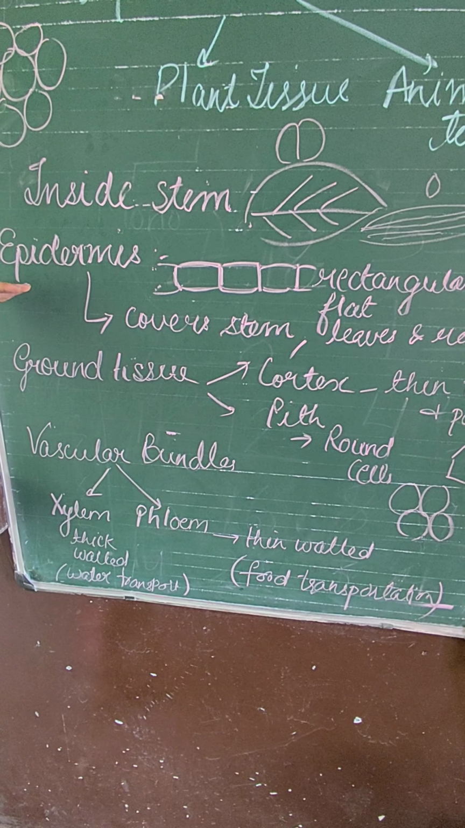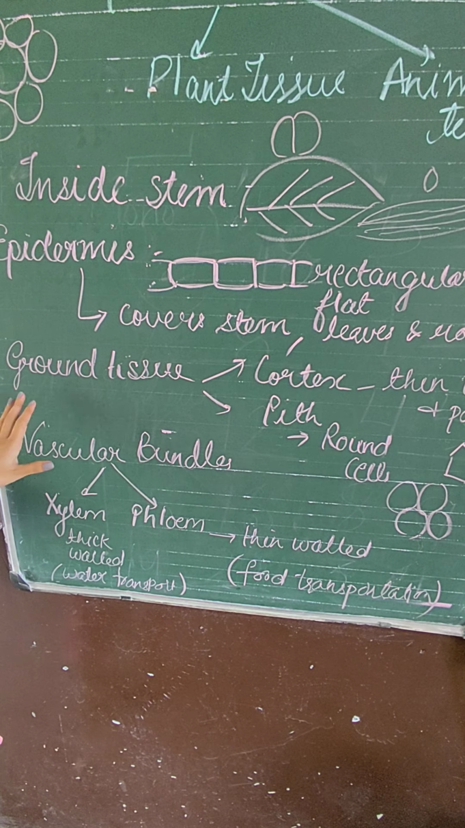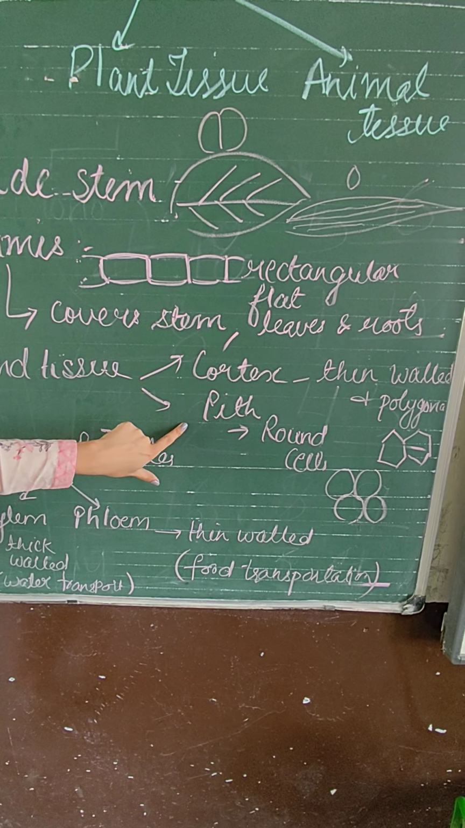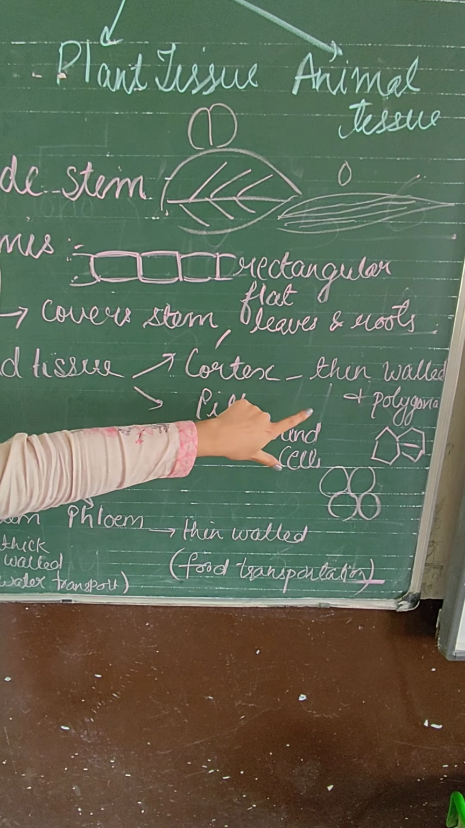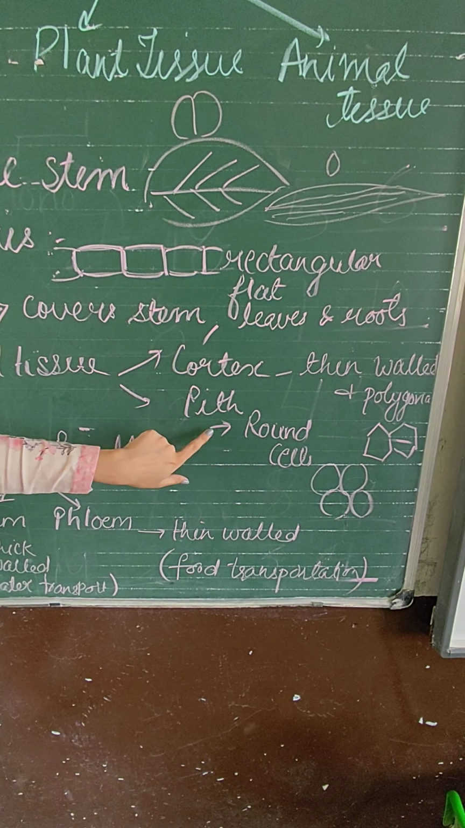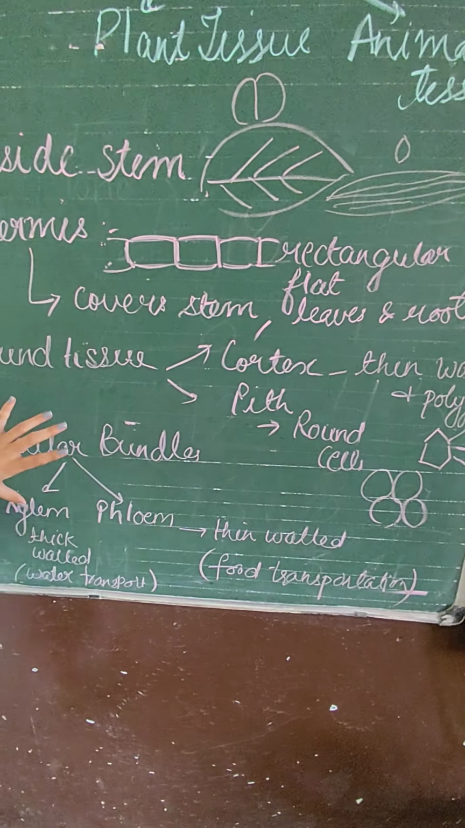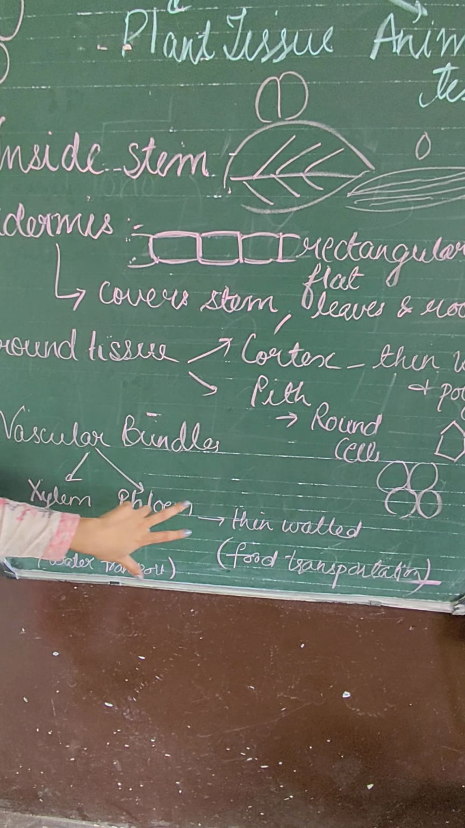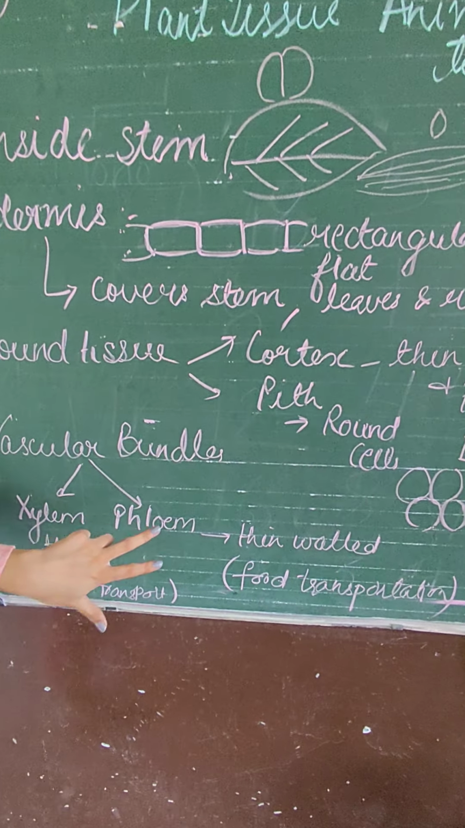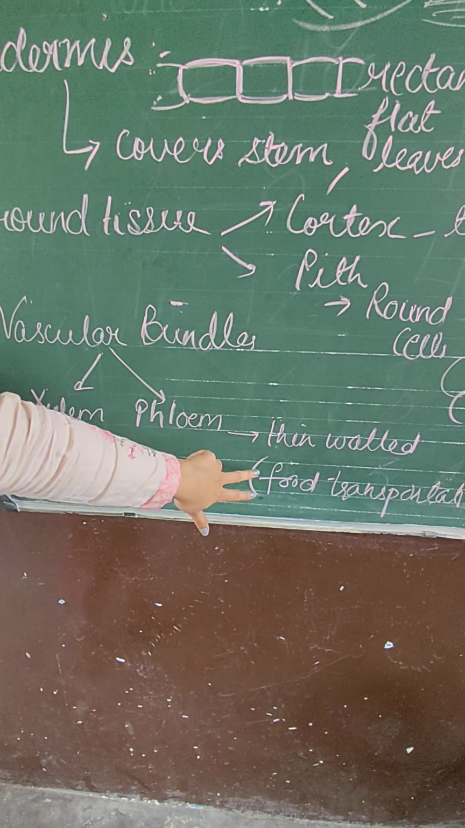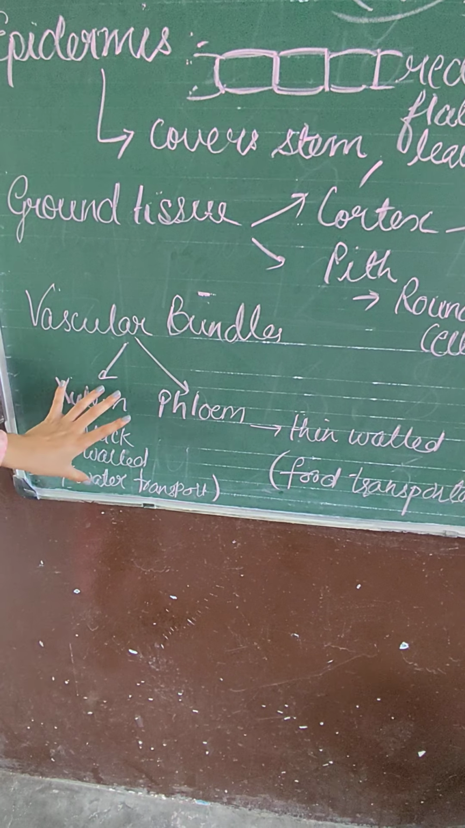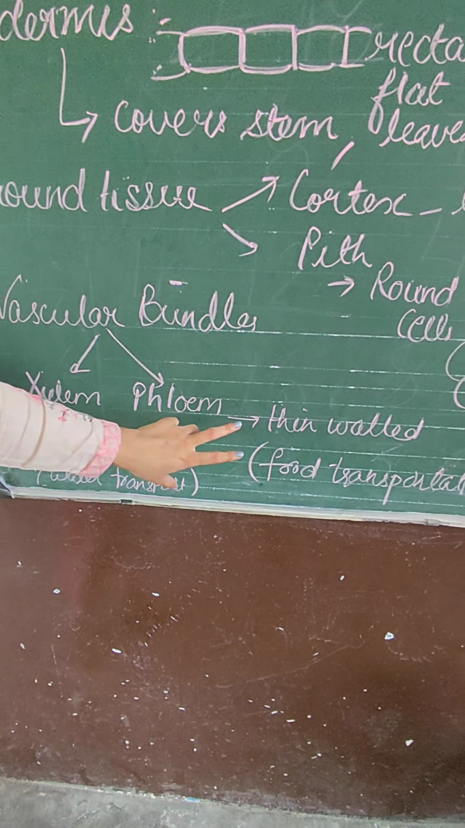And next, if we see the further structure, is the ground tissue. Ground tissue contains cortex and pith. In the cortex, thin-walled and polygonal cells are present, and in the case of pith, round cells are present. Next, in between the cortex and the pith, what is present? Vascular bundles for the transportation of water and for the transportation of food. The cells of the xylem are thick-walled and the phloem are thin-walled.